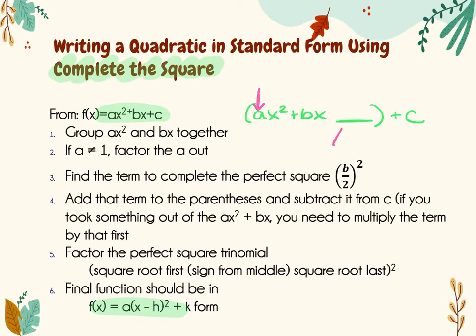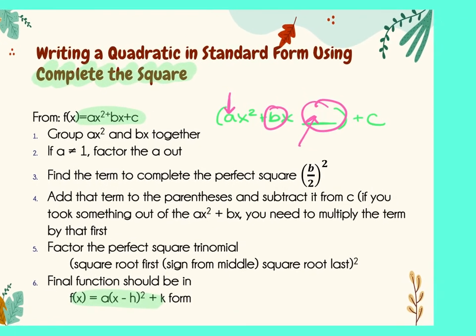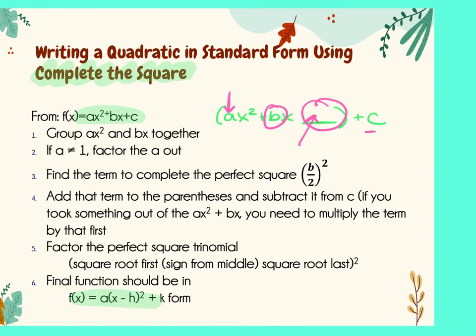Then we have to fill this space with the perfect square trinomial. So we take the b, we divide it by 2 and square it. We're going to add that term to here, and we have to balance this equation, so we're going to subtract it from here. If we took something outside of the ax squared and the bx, then you have to multiply it times what's on the front first, okay? That's when it gets a little bit more complicated. And again, we'll work through examples, and I'll tell you, like, this is on level with what you see in your quiz, and this is not, okay?